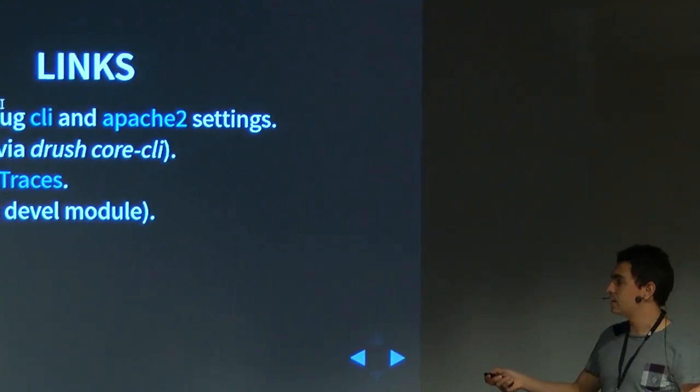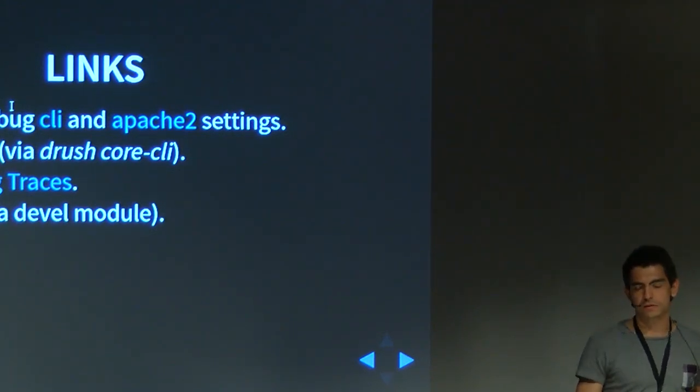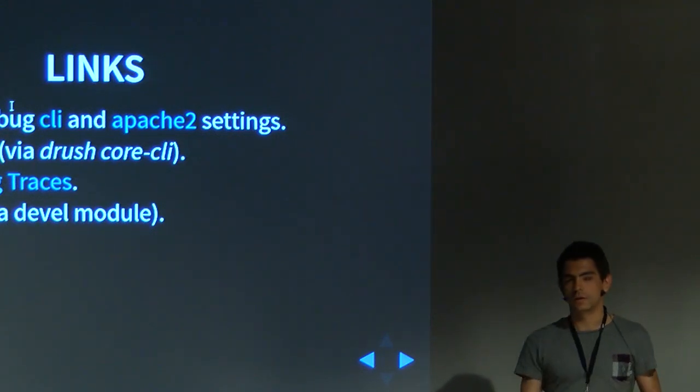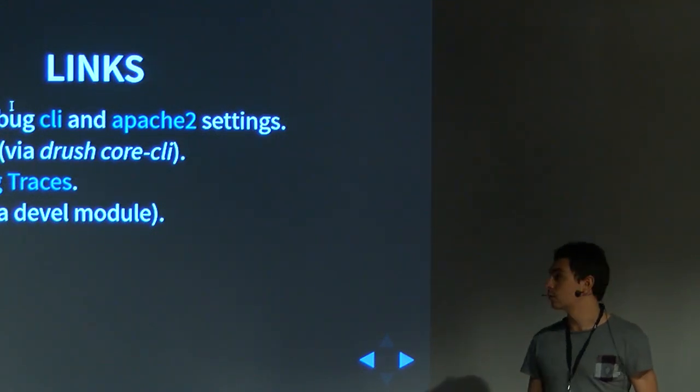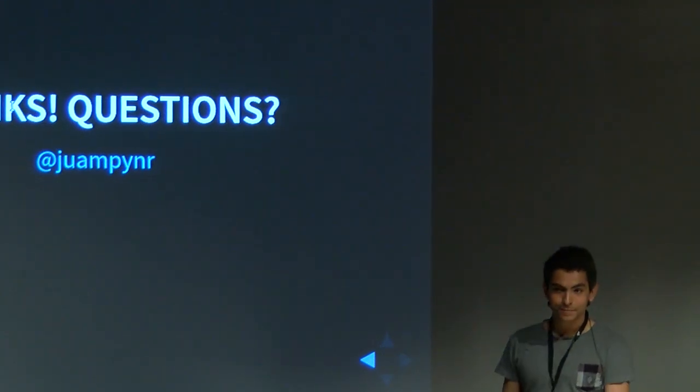And then Kint, it's the dpm in Drupal 7. You cannot do print anymore in Drupal 8, as I said at the start of the session, because it may cause memory issues because of recursion. That's it. Any questions?